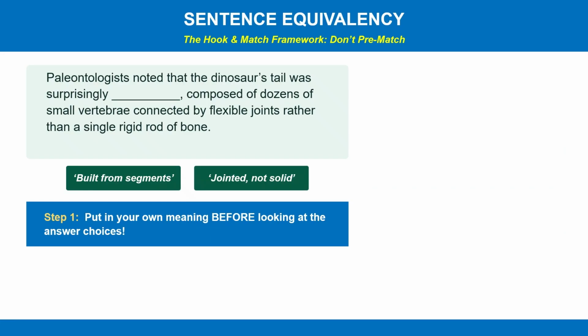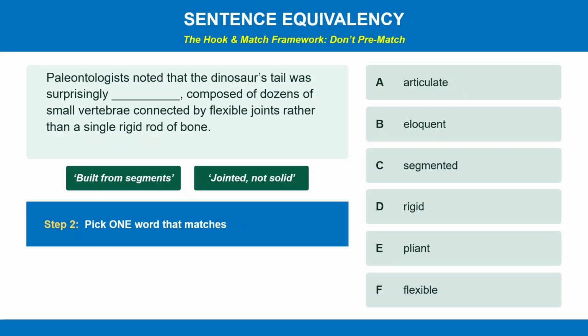The first step is always get your own meaning into the blank before you look at the answer choices. Not only am I not pre-matching words, I'm not looking at the answer choices at all. Okay, so the meaning I'm going to put in the blank is going to be something like built from segments or like jointed, not solid. So now look at the answer choices and choose one word, just one, that's close in meaning to the word that you put into the blanks. So we need something that's close to built from segments or jointed, not solid. And that looks to me to be, well, segmented is very close.